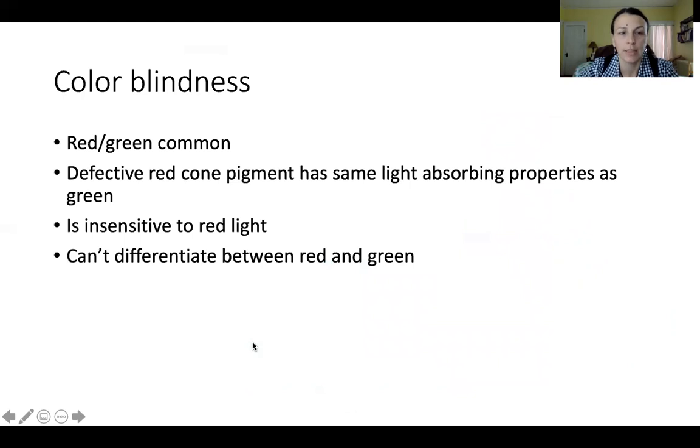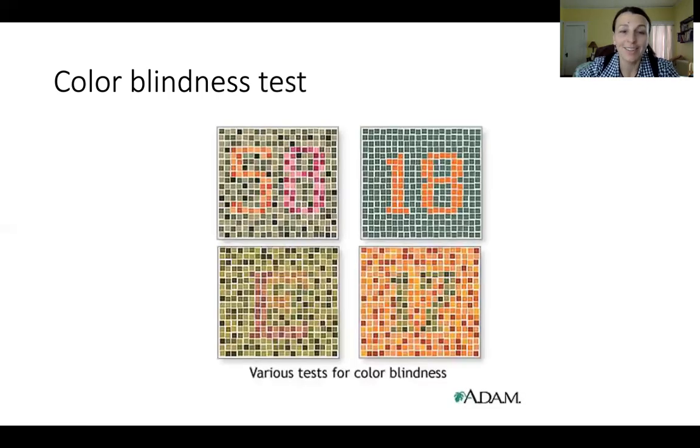So what's color blindness? Red and green are common color blindnesses. They're caused by a defective red cone pigment. It has the same light absorbing properties as the green, so sometimes those can get confused. Here we would have an insensitivity to red light, and that leads to an inability to differentiate between red and green. Here is your colorblind test. You can pause here and just take a look at it.